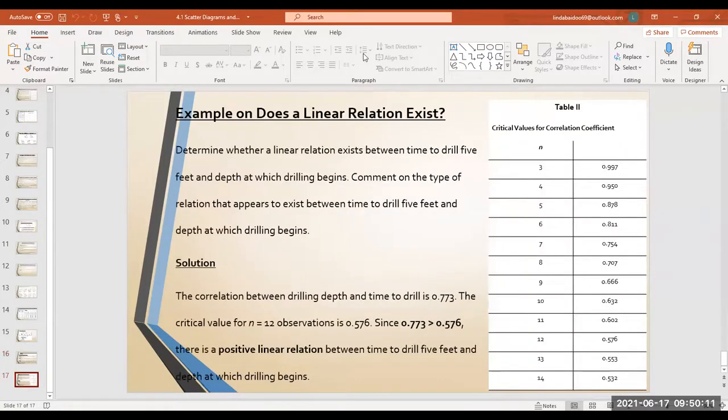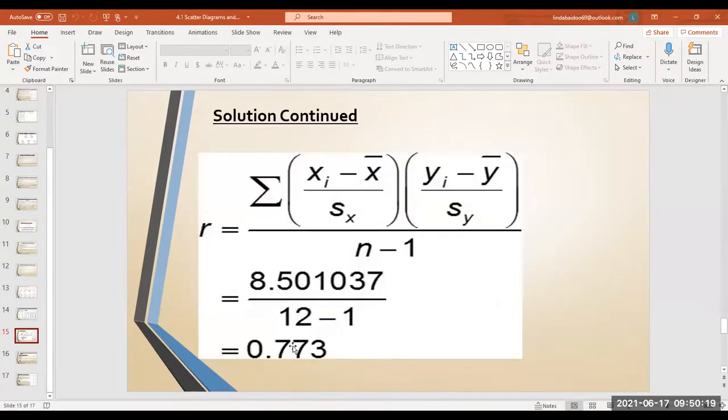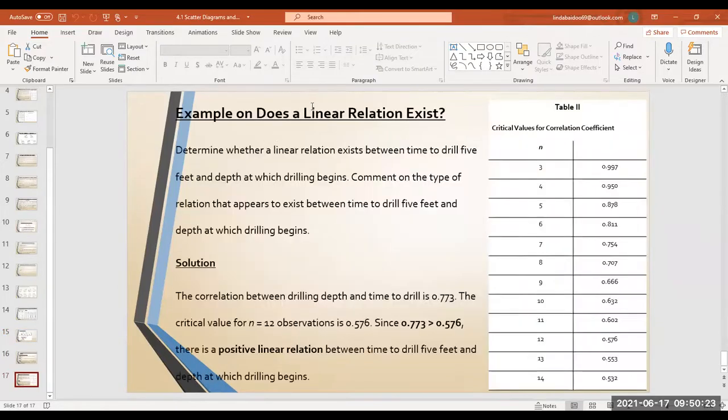Let's look at an example. We just did this example and we got our R to be 0.773, which is already positive. As part of the steps I just read to you, you have to take the absolute value. This is already positive, so its absolute value is still 0.773. This is our R.